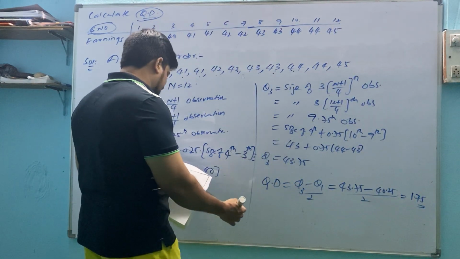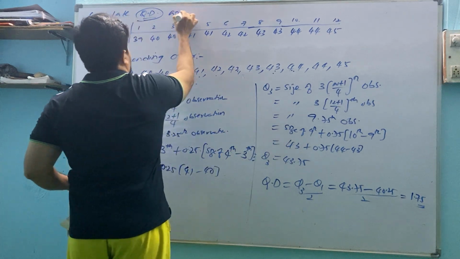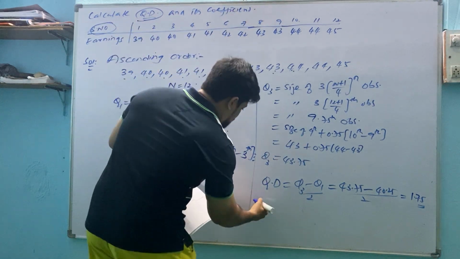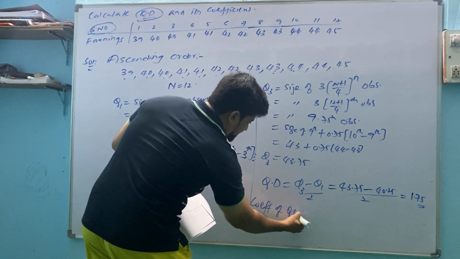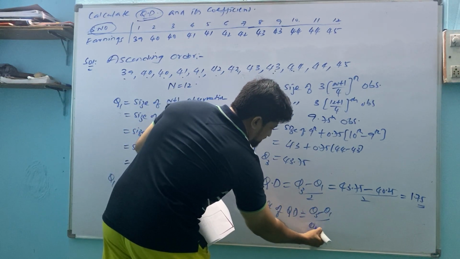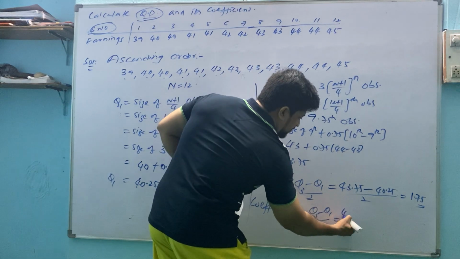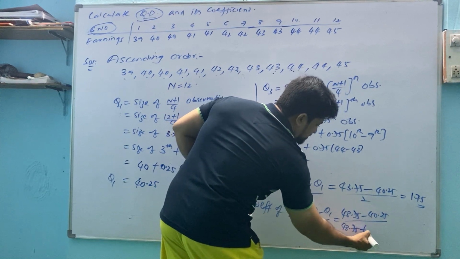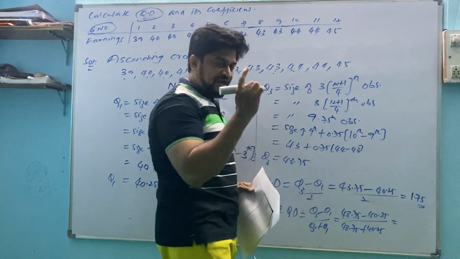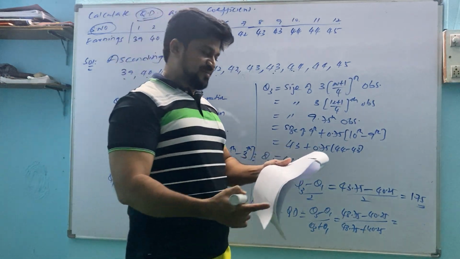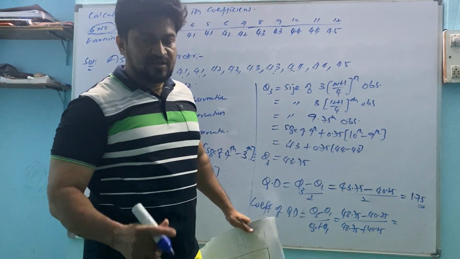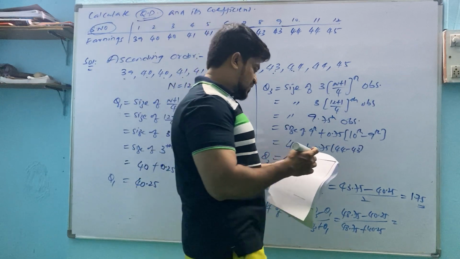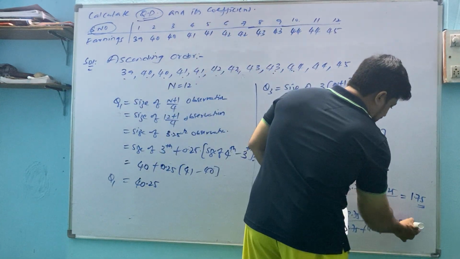Next, coefficient of quartile deviation. Suppose we are asked to find quartile deviation and its coefficient. So coefficient of quartile deviation equals Q3 minus Q1 by Q3 plus Q1. That is 43.75 minus 40.25 divided by 43.75 plus 40.25. Subtract the numerator and write the value, add the denominator and write the value, then divide them. Don't do it all at a time on the calculator. You will get 0.041.